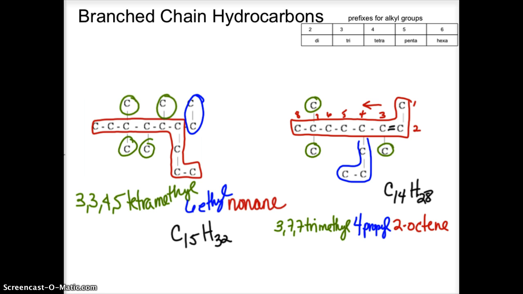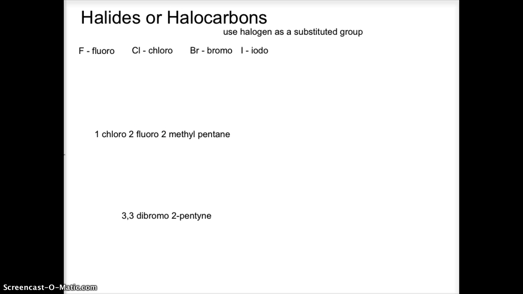So that is how you can have a structure and get to the name when you have branching carbons off of a long chain. The next thing we're going to talk about is that it doesn't have to be just carbons that branch off. You can have halogens branching off. So we call them halides, or sometimes halocarbons, because they have a halogen branching off as a substituted group.